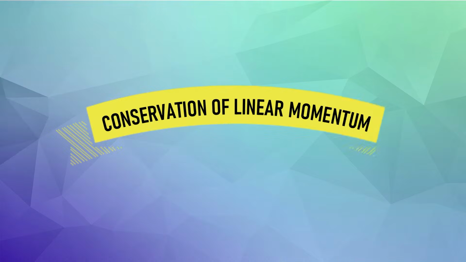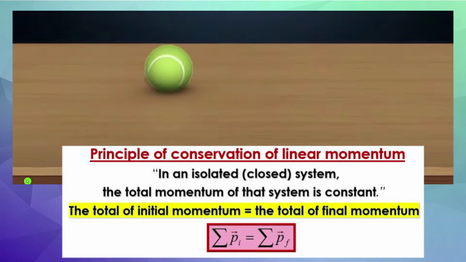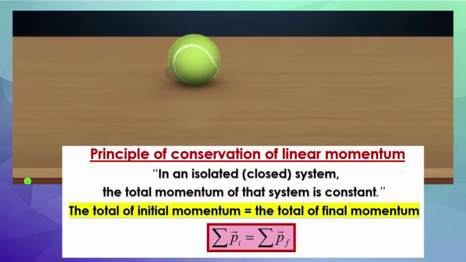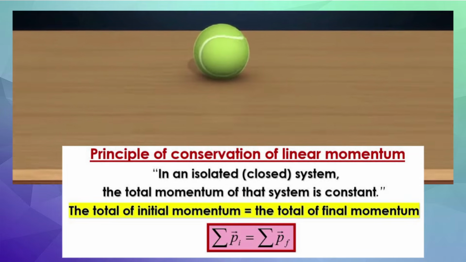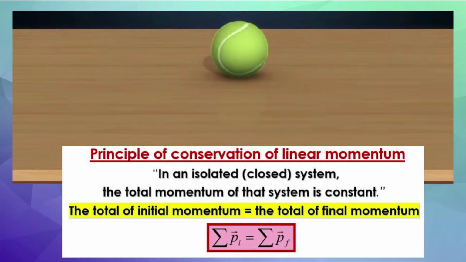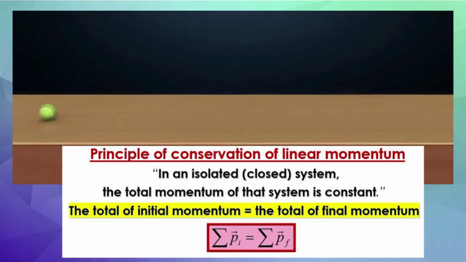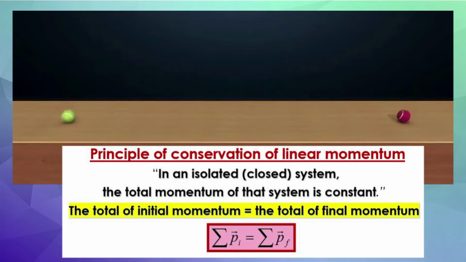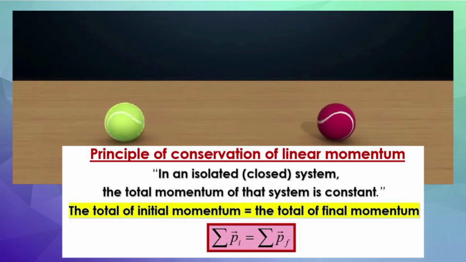Alright, conservation of linear momentum. So here we have 2 tennis balls on the table, and the principle of conservation of linear momentum states that in an isolated or closed system, maksud isolated ataupun closed system adalah when there is no external force. Maknanya bila bola warna hijau itu bergerak ke kanan, tiada external force exerted on that object.